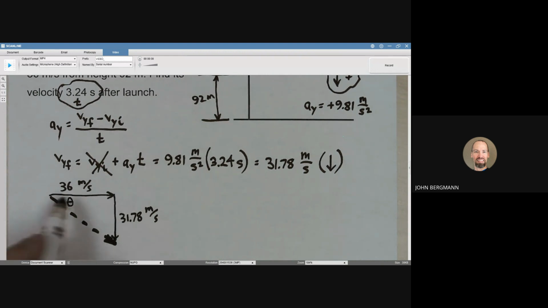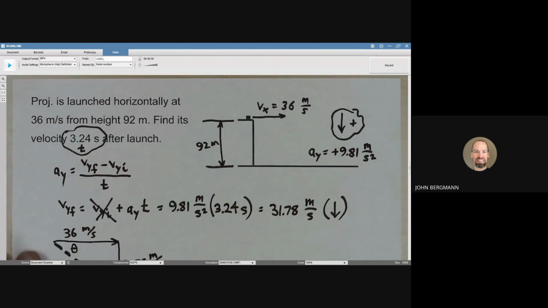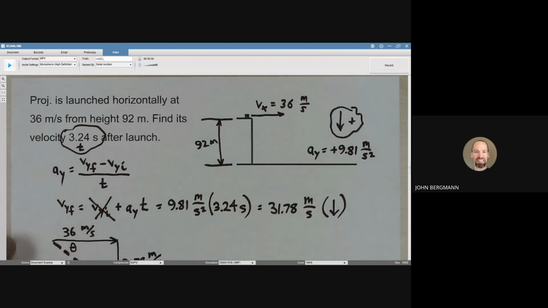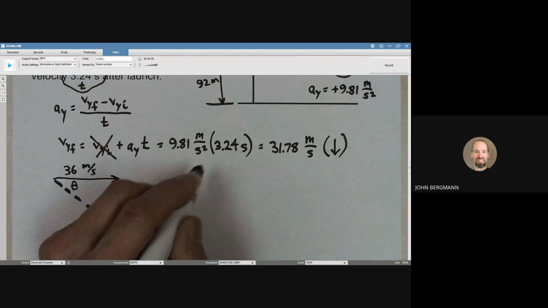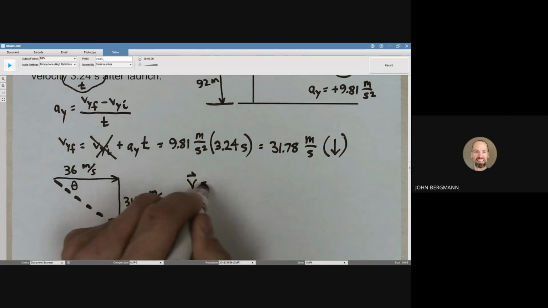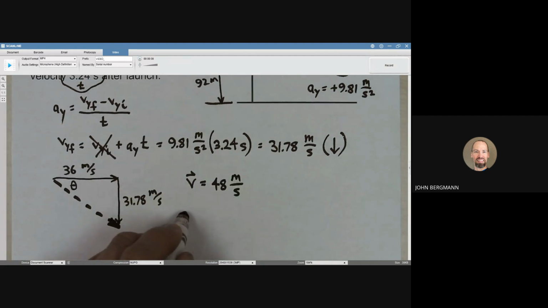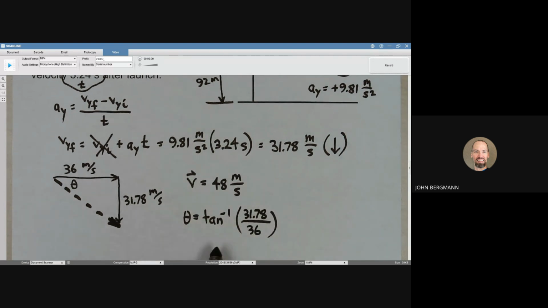If you Pythagorize those, I'm looking at the original problem now. You see this in the upper left where I'm pointing? 2 significant figures. So I trust that you can use the Pythagorean theorem on there to get 48 meters per second. Let's go ahead and do the angle. How do you find the angle? Inverse tangent of opposite over adjacent. Make sure your calculator's in degree mode.